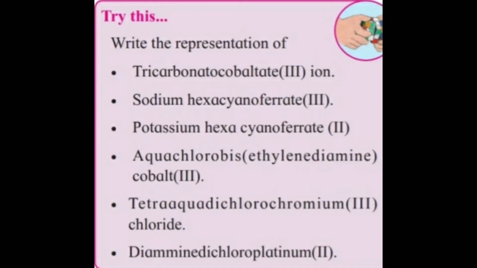Now, homework for you. Write the representation of following compounds: tricarbonato cobaltate 3 ion, second sodium hexacyanoferrate 3 ion, potassium hexacyanoferrate 2, then 4 number aqua chloro bis ethylene diamine cobalt 3, then next one is tetra aqua dichloro chromium 3 chloride, and last one is diammine dichloro platinum 2.